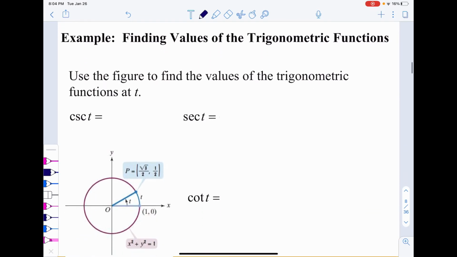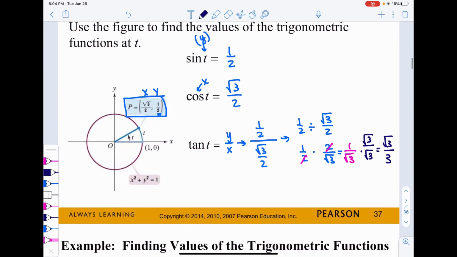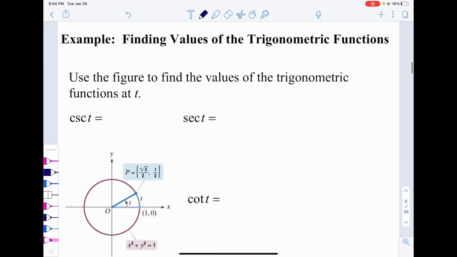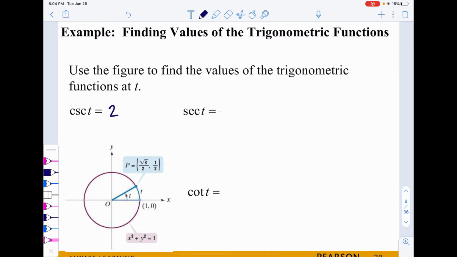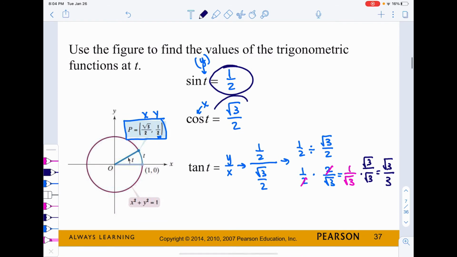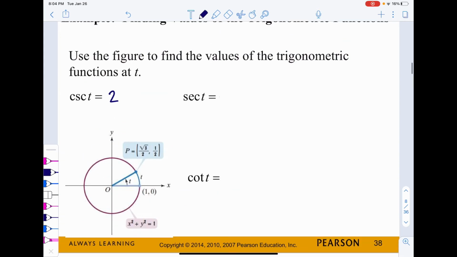The next part asks for the cosecant of t, the secant of t, and the cotangent of t. And we know those are just the reciprocal functions. So if I go back up here, if I have a sine of t is 1/2, that means I'm going to have a cosecant of, flip the fraction, we're going to have a 2. If I have the secant of t, again, I'm going to come back up here, I have a root 3 over 2, which means I'm just going to flip it and call it a 2 over root 3. Which again, we talked about having to rationalize that denominator. So multiply by root 3 over root 3. So we have our 2 root 3 over 3.